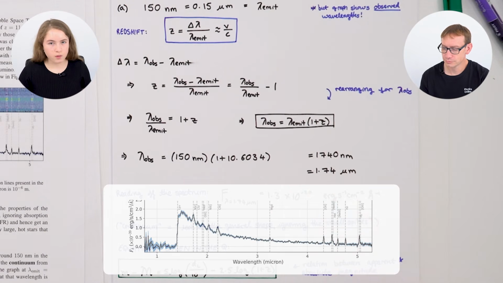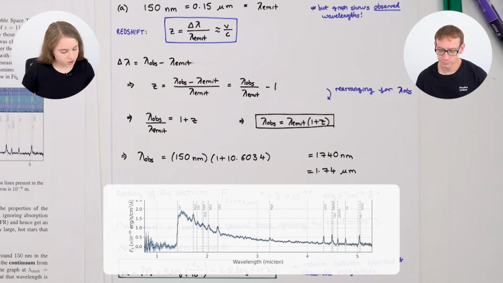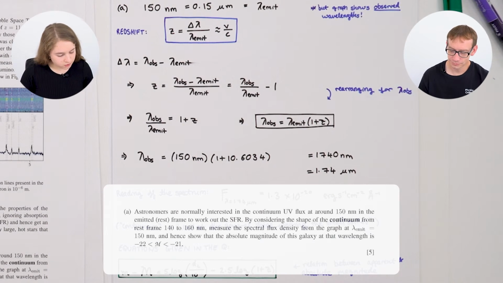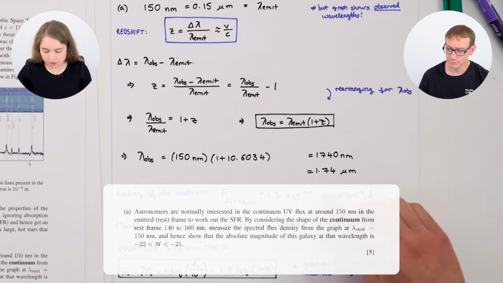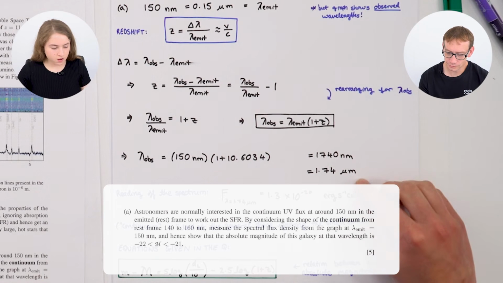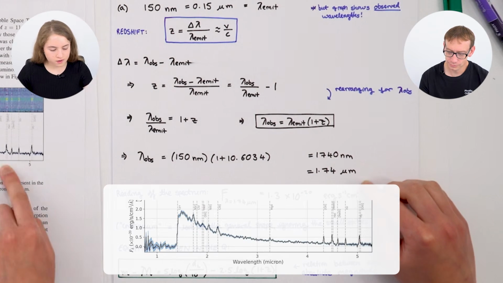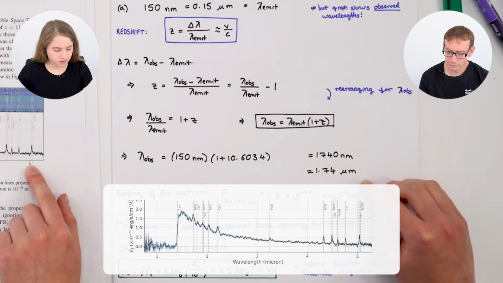And going back to what we're actually trying to do here, the question said, measure the spectral flux density from the graph at lambda emit equals 150 nanometers. So what we've done now is we've figured out the observed wavelength, which is the value along the x-axis that we're going to have to find.